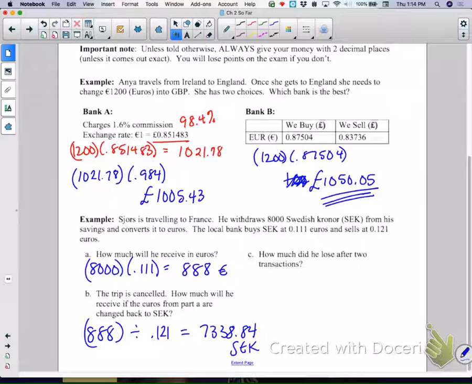Now, how much did he lose after those two transactions? He had 8,000, and we now only have this much. So he lost 661.16 of his kroner. Now, I have no idea how much that really is. Either way, it seems sad. That seems like a big number to have lost. Okay. All right, there you go.